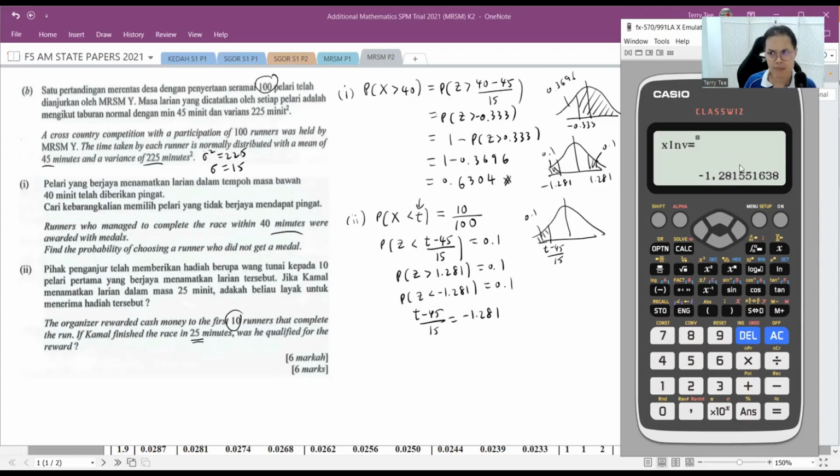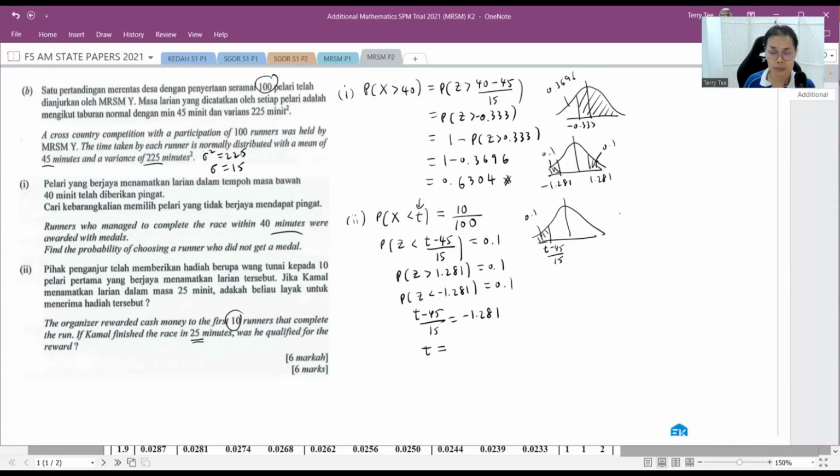1.2815. Now, you can write 1.282. Yeah, it's actually between 1.281 and 1.282, both also can. Yeah, it doesn't affect your final answer because there are a lot of decimal points here. So this is another way to calculate. If you don't want to use a mathematical table, then you use this calculator.